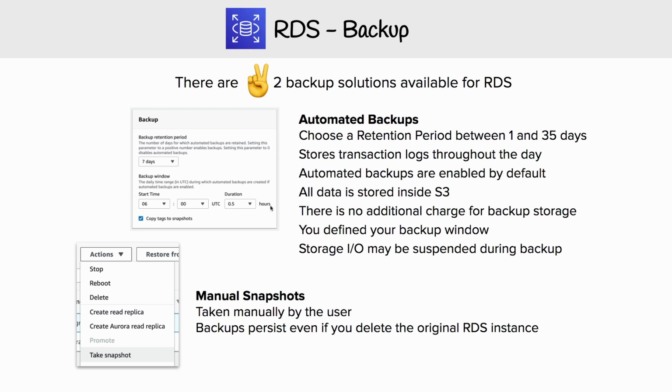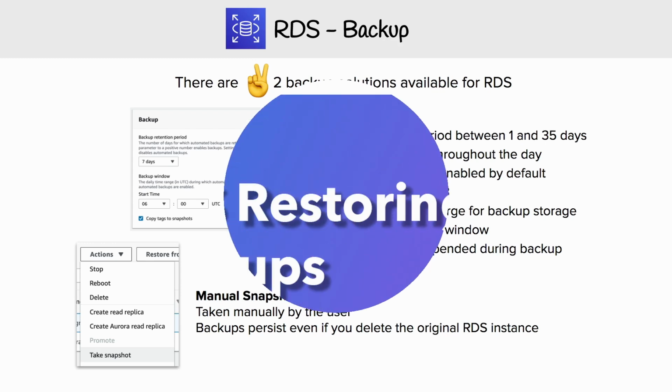Now, the other way is manual snapshots, and all you have to do is drop down actions and take a snapshot. So it is a manual process. Now, if your primary database or your RDS instance was deleted, you're still going to have the snapshot. So if you do want to restore a previous snapshot, you totally can do that. They don't go when you delete the RDS instance.